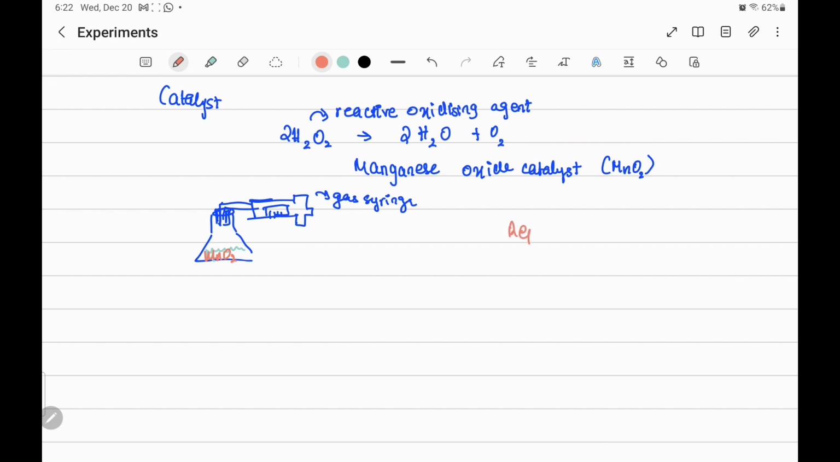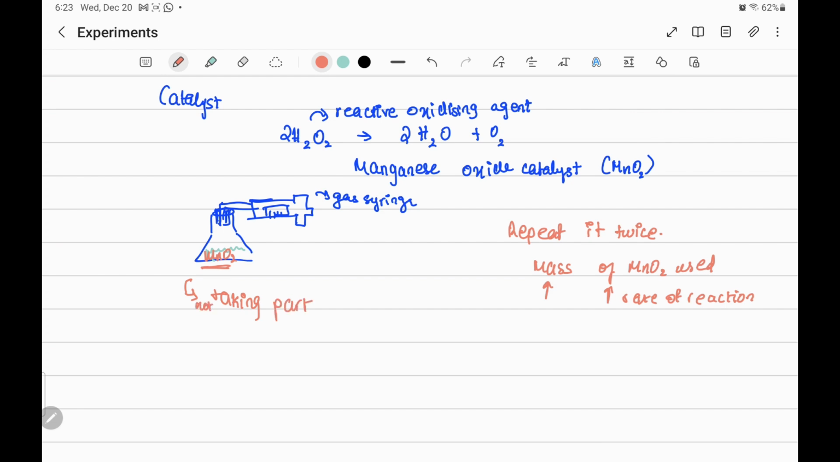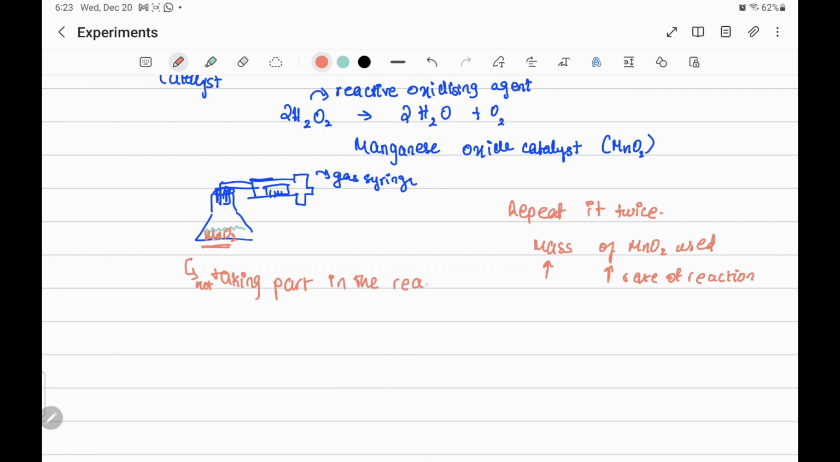You'll repeat the experiment twice. And what you will change the second time is the mass of MnO2 used. And you will see that the experiment in which you use the greater mass has the greater rate of reaction. One thing that you will also notice is when you filter out the finely powdered black solid, the manganese oxide, it will remain the same mass that you had when you inserted it, because it's not taking part in the reaction. It is only speeding it up. So the mass of manganese oxide that you are using will remain constant.